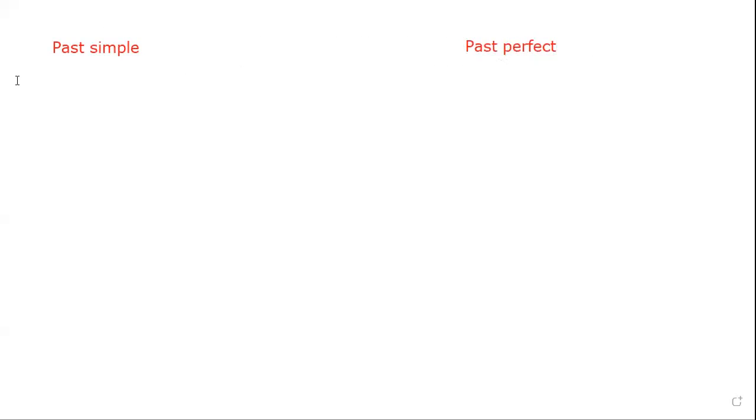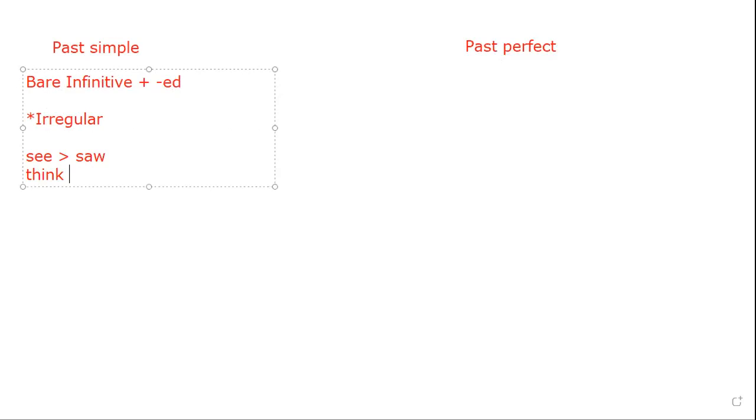So for the past simple, as you know, we form the past simple tense by using the infinitive form, the very infinitive, and then we add -ed at the end. This is for regular verbs, right? And then obviously for irregular past simple verbs, we need to learn by heart each of the forms. So for example, see becomes saw, think becomes thought, and so on.